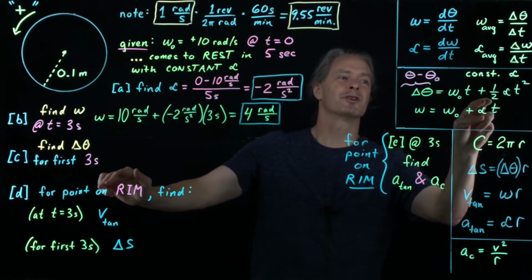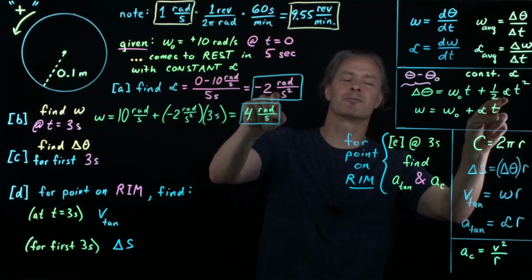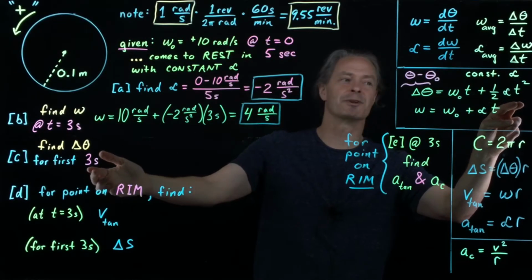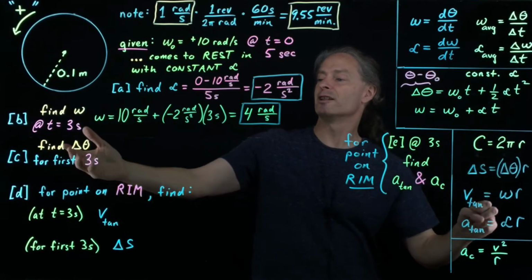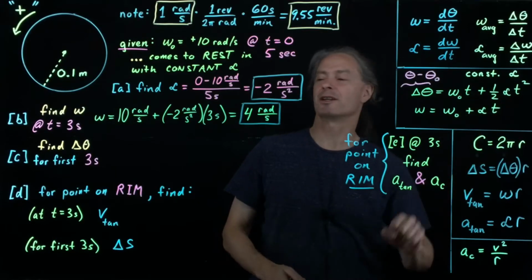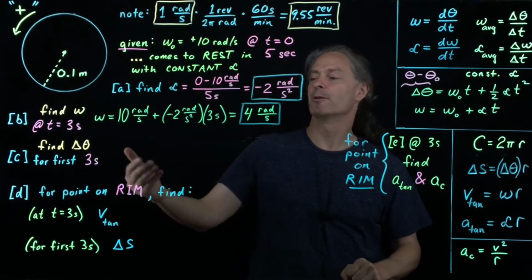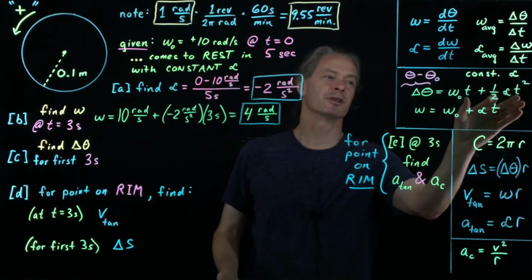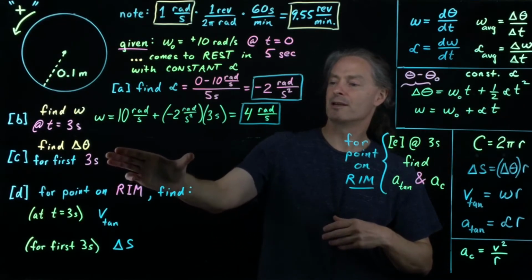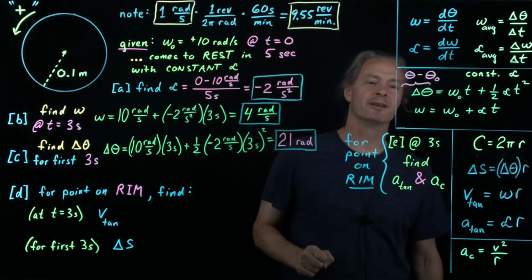Then we've got plus 1/2 angular acceleration, that's negative 2 radians per second squared, times the elapsed time squared. Again, that's the 3 seconds. If we want to find the angular displacement for the first 4 seconds, we plug in 4 seconds. If we wanted to find it for the first 2 seconds, we plug in 2 seconds. But we want it for the first 3 seconds, so we plug in 3 seconds. So plugging all those things in here, we can put it right here, and that gives us 21 radians.